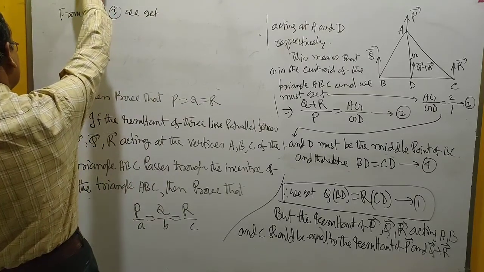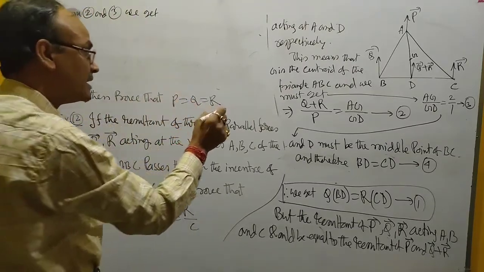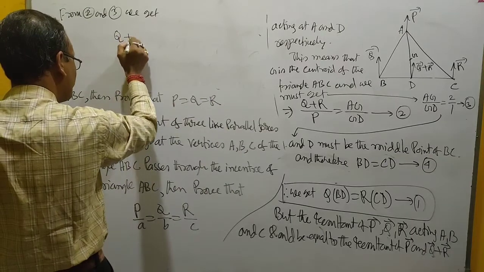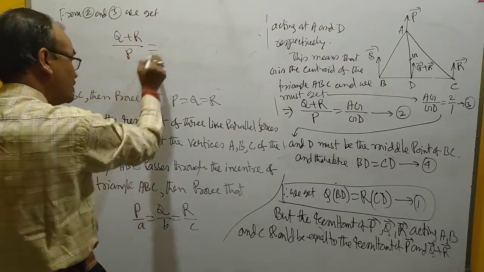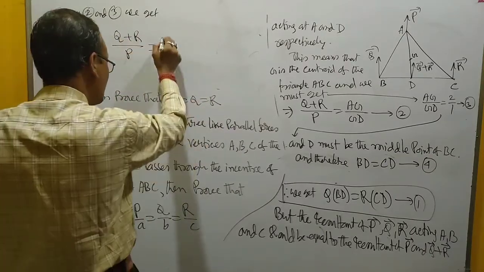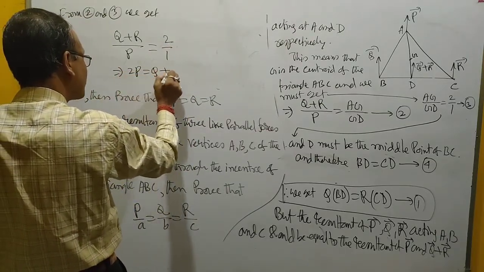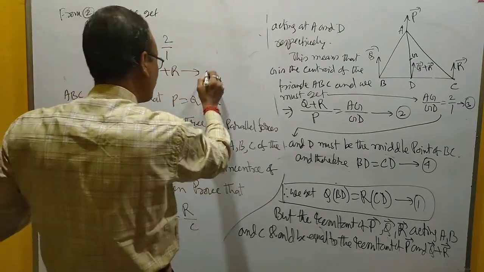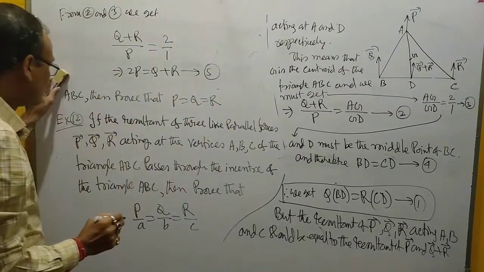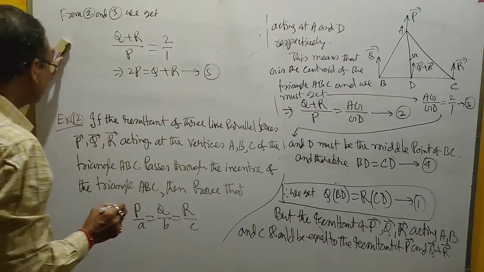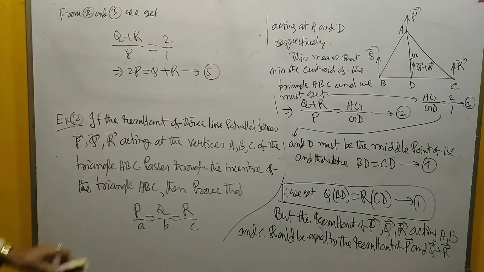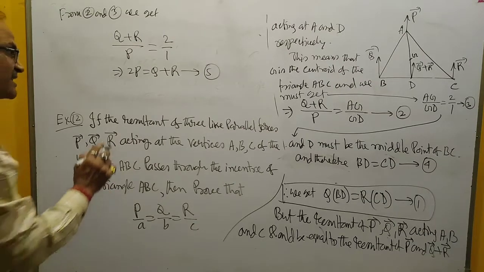From 2 and 3 we get Q plus R by P equal to AZ by ZD, which means 2 by 1. This means twice P equal to Q plus R. This is number 5.